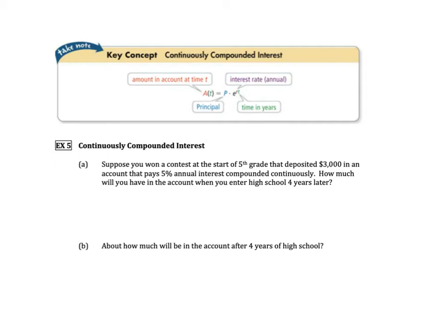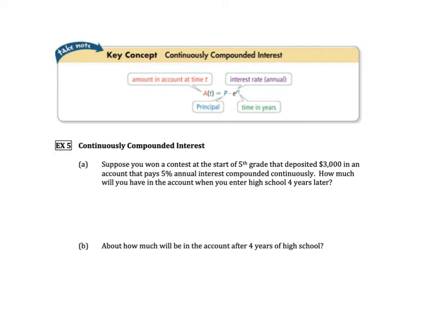Let's go ahead and do an example. Suppose you won a contest at the start of 5th grade that deposited $3,000 in an account that pays 5% annual interest compounded continuously. How much will you have in the account when you enter high school 4 years later?